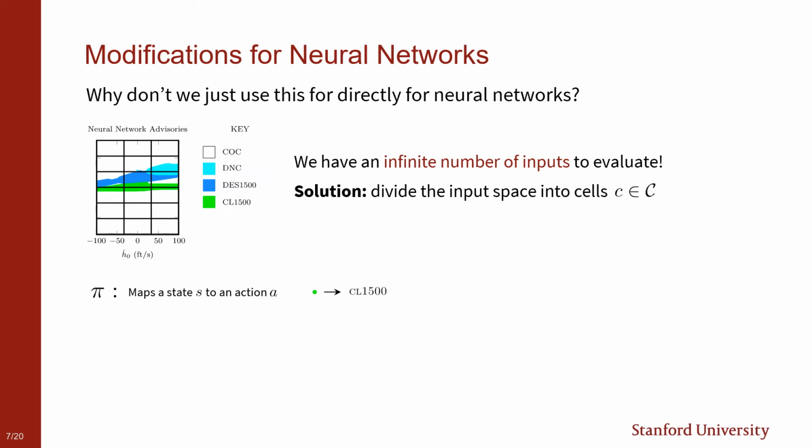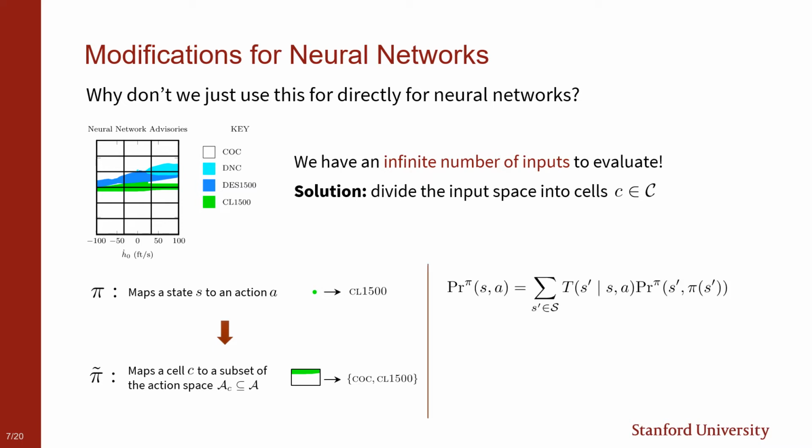Previously, we had a policy pi that maps from a particular state in the state space to a specific action in the action space. Now, we will instead define a policy called pi tilde, which maps from cells in the space of possible cells to subsets of the action space, since multiple actions may occur within a cell. We also need to then update our recursive formula to work with cells.